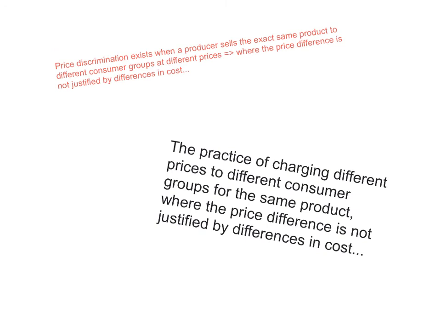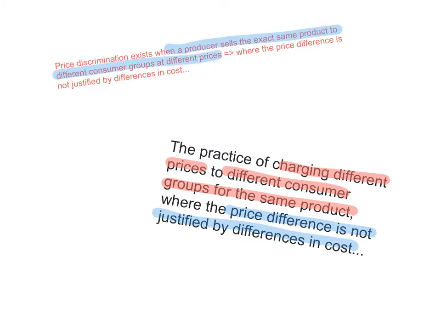So price discrimination is basically the practice of charging different consumers different prices for the same product, where the price difference is not justified by differences in costs. So it's when you charge different consumer groups a different price, but this price difference is not justified by a difference in costs. It exists when a producer sells the exact same product to different consumer groups at different prices.